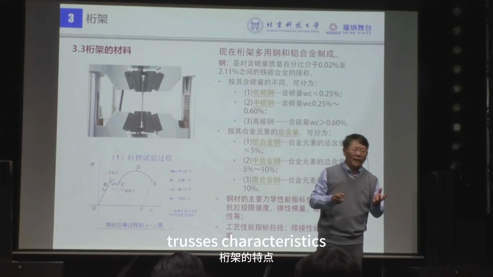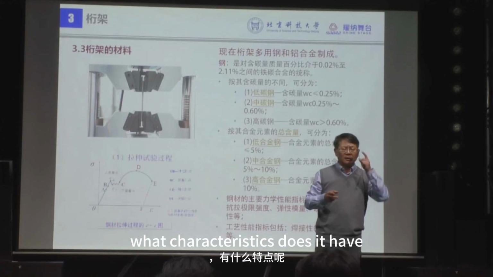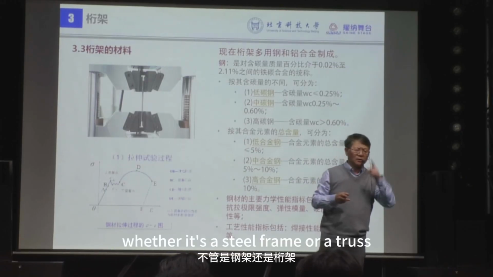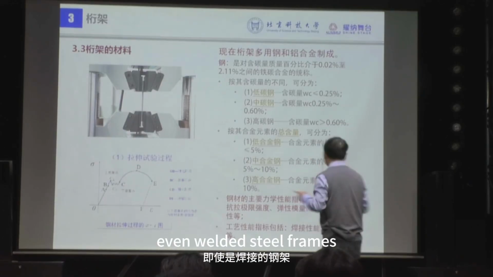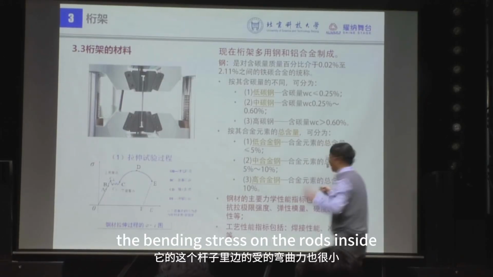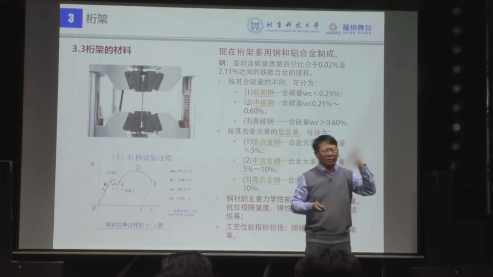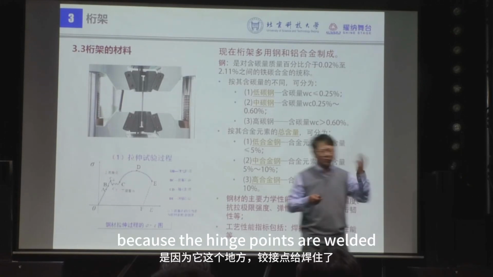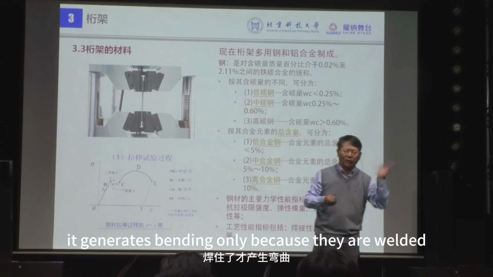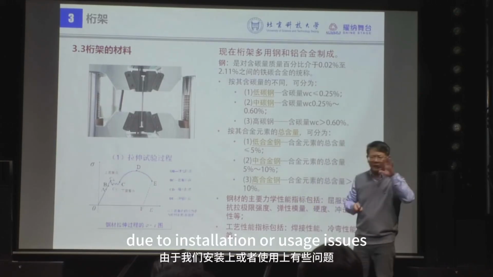So the truss characteristics. What characteristics does it have? Whether it's a steel frame or a truss, even welded steel frames, the bending stress on the rods inside is very small. Bending stress generates because the hinge points are welded. It generates bending only because they are welded, due to installation or usage issues.